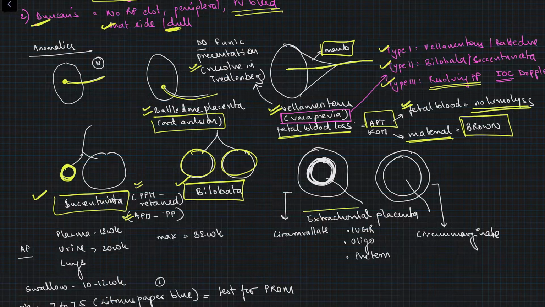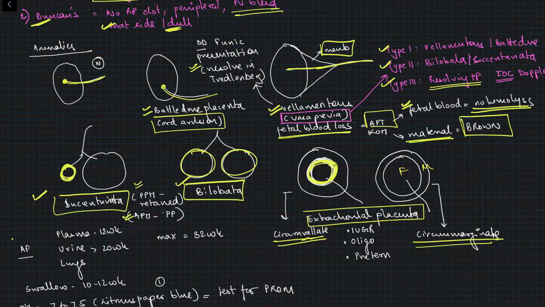Then extracorporeal placenta is of two types, circumvallate and circummarginate. Remember, in circumvallate, there will be a valve-like thickening between the fetal and the maternal tissue, and the fetal tissue appears like it is at a slightly depressed level as compared to the maternal. While in circummarginate, there will be no such cord and there would be a smooth transition between the fetal and the maternal placenta. This completes placenta.